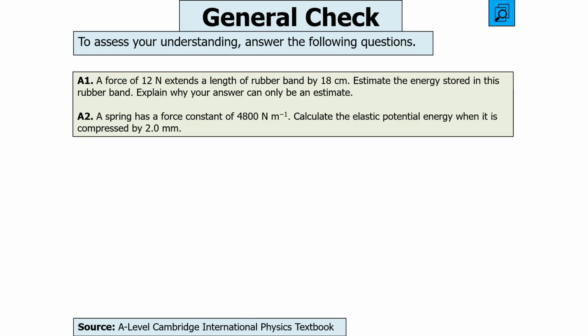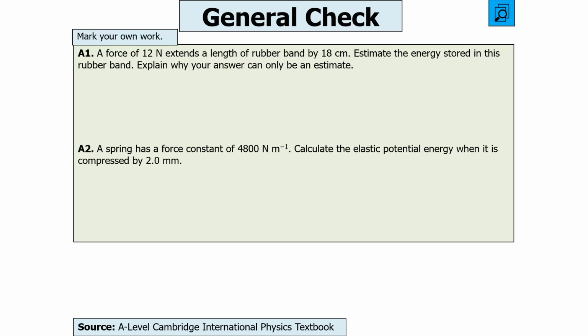The next question says, a force of 12 newtons extends the length of a rubber band by 18 centimeters. Estimate the energy stored in this rubber band. Explain why your answer can only be an estimate. And then a spring has a force constant of 4,800 newtons per meter. Calculate the elastic potential energy when it's compressed by 2 millimeters. So pause the video now, then unpause the video when you want to go through your answer.